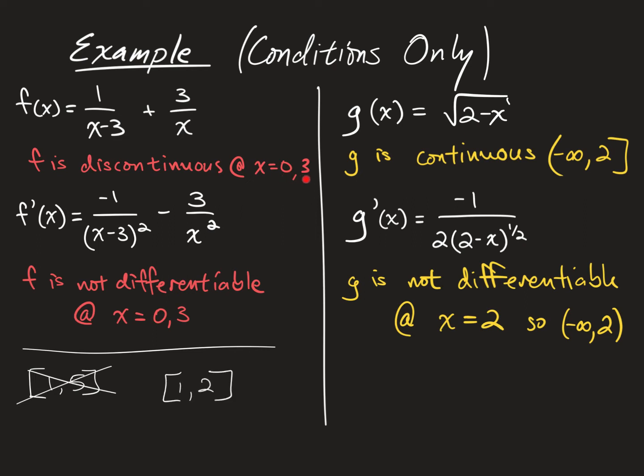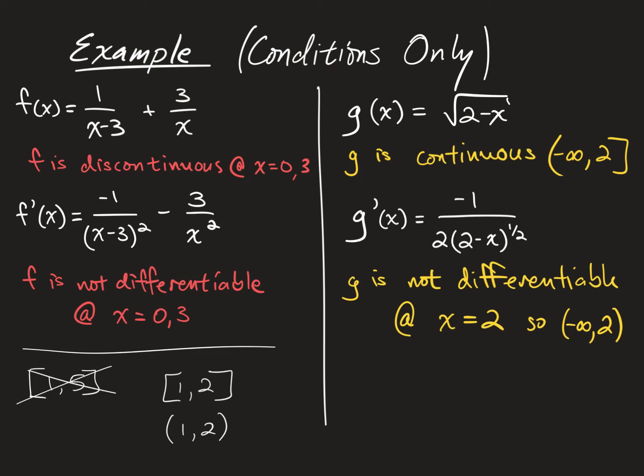So let's see, our only discontinuities are 0 and 3, neither of those are here. And the function is not differentiable at 0 or 3. So if we look at the open interval, is 0 or 3 in here? No. So we could use the closed interval 1 to 2. That would allow us to proceed with using the mean value theorem.